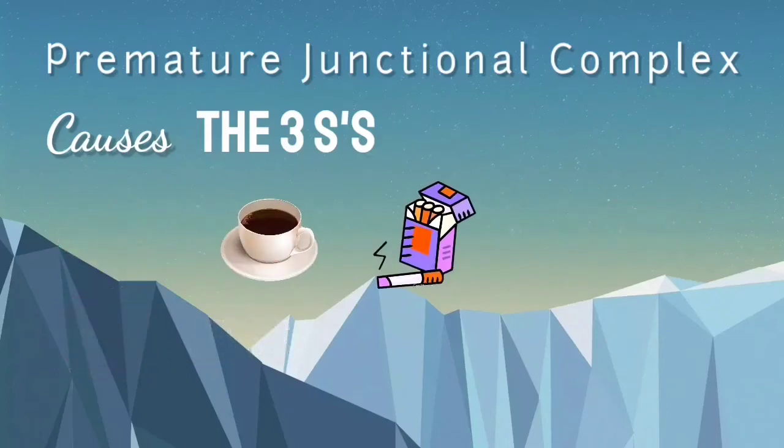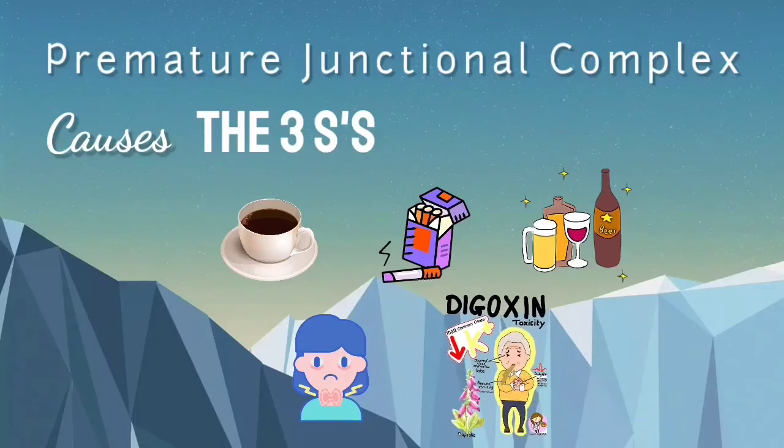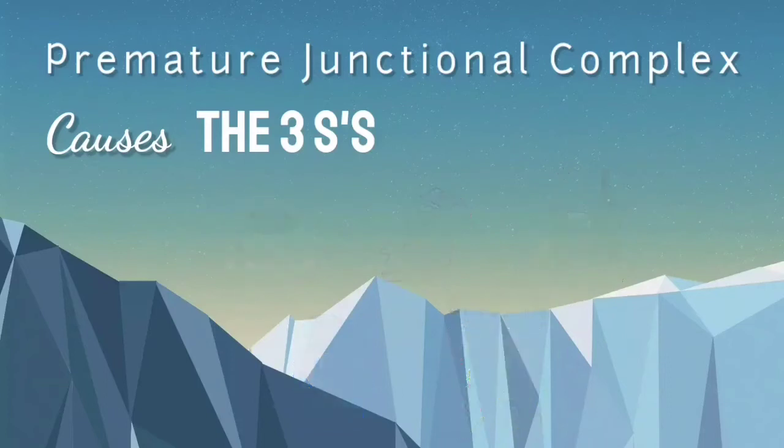Stimulants like caffeine, cigarettes, and alcohol can cause PJCs. Hyperthyroidism can cause premature contractions as well because increased production of the thyroid hormone forces the heart to work harder than usual, which increases heart rate and raises blood pressure. Digoxin toxicity or an overdose of digoxin can cause overcontractility of the heart as well.